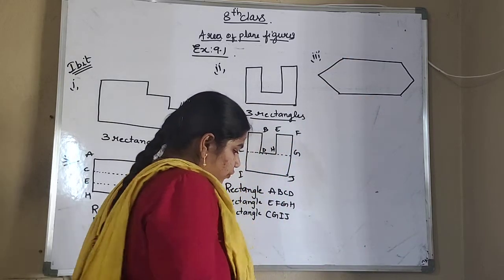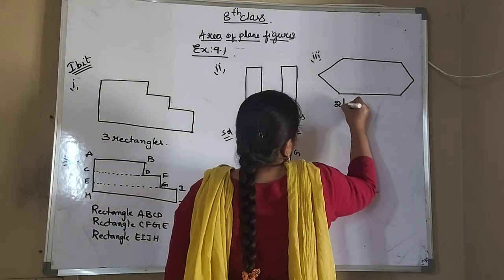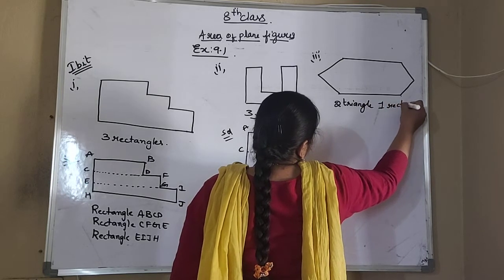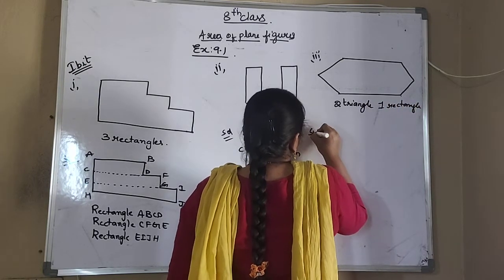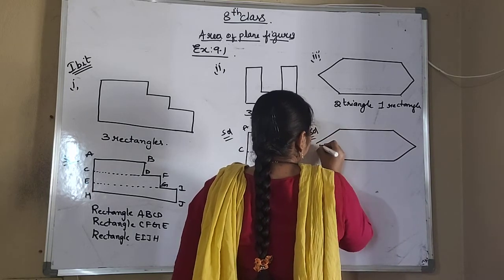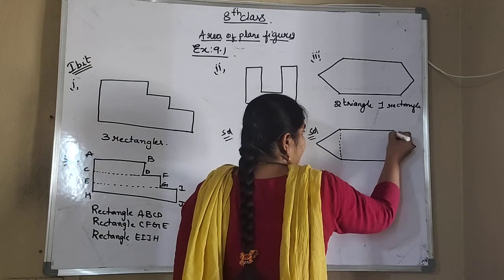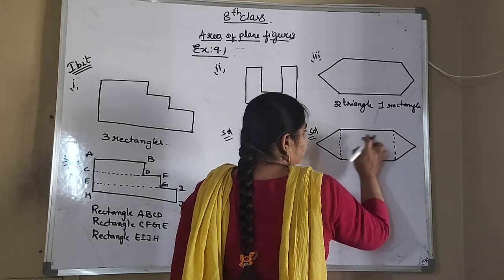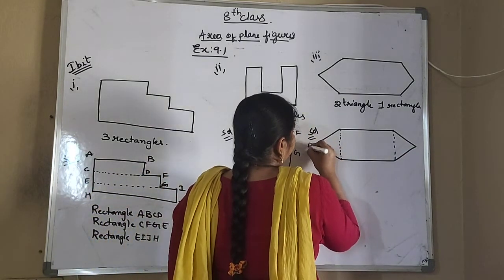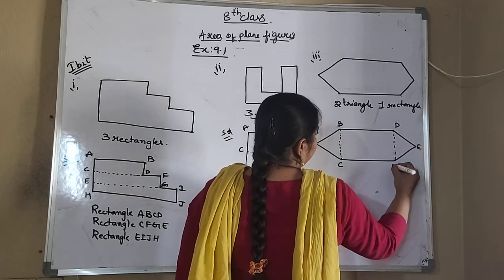Now this figure we have to divide in the form of two triangles and one rectangle. So you should get two triangles and one rectangle. How to divide this, we will see. How we can divide this into two triangles and one rectangle. One line I am drawing here and here. So two triangles and this is one rectangle. I am naming it here A, B, C, D, E, F.